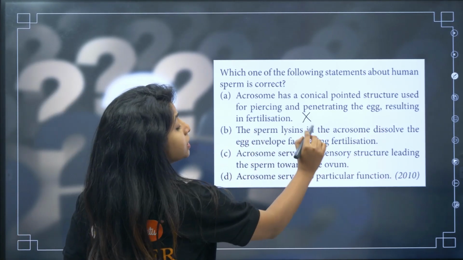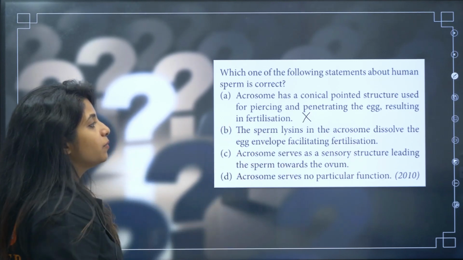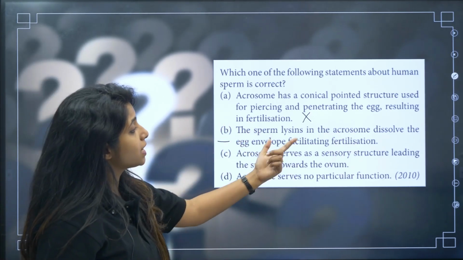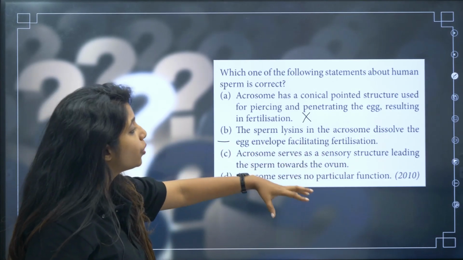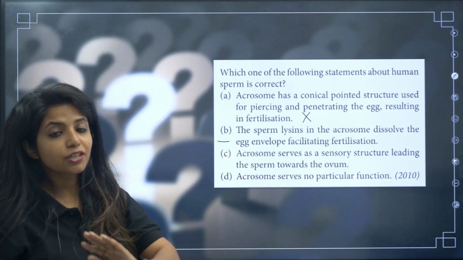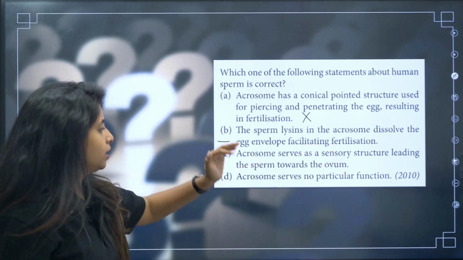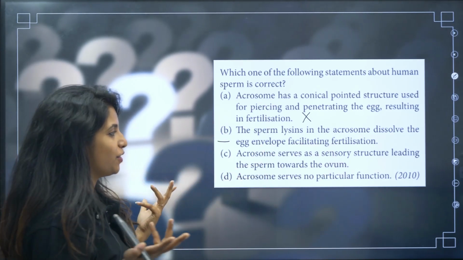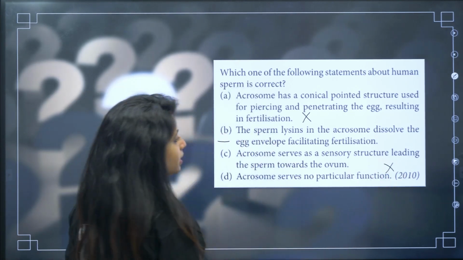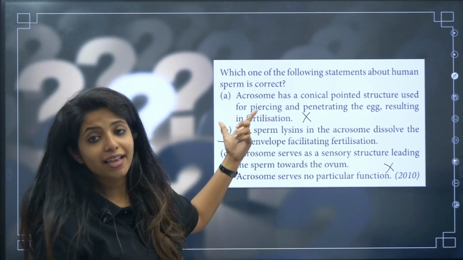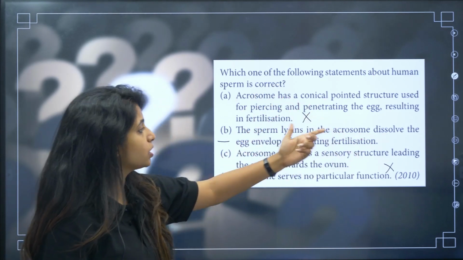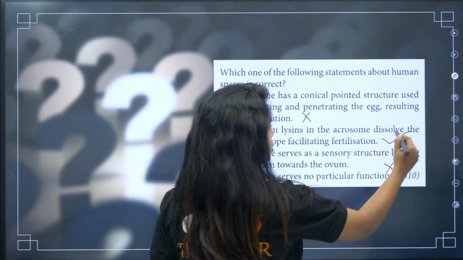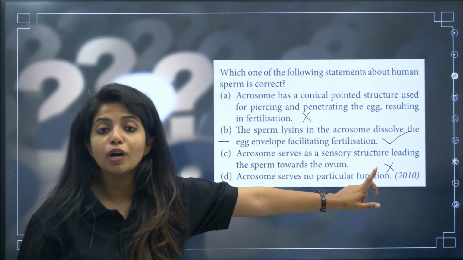Now, the sperm lysins in the acrosome dissolve the egg envelope, facilitating fertilization. Let's keep this on hold. The acrosome serves as a sensory structure leading the sperm towards the ovum. No, it is not a sensory structure. The acrosome serves no particular function. That is obviously very much wrong. So what is the correct answer? It has the sperm lysins, which are responsible for dissolving the egg envelope, the outermost layer, which facilitates fertilization. So this is the correct answer, and it came in 2010.